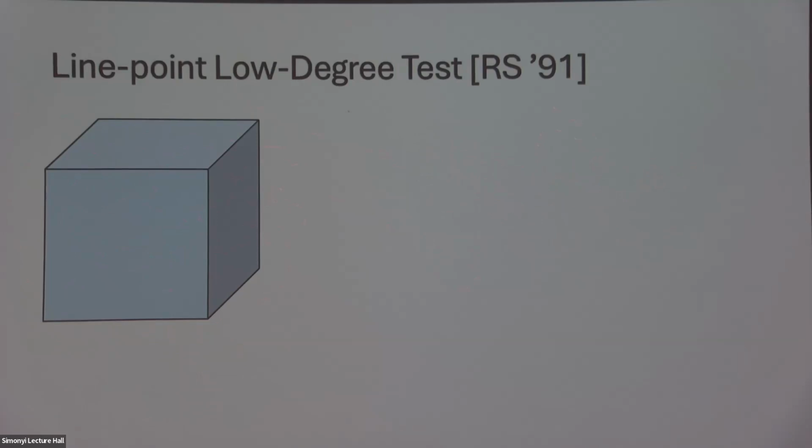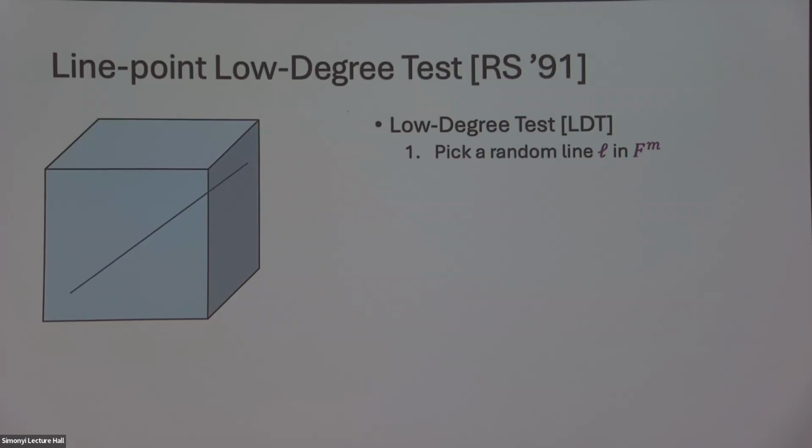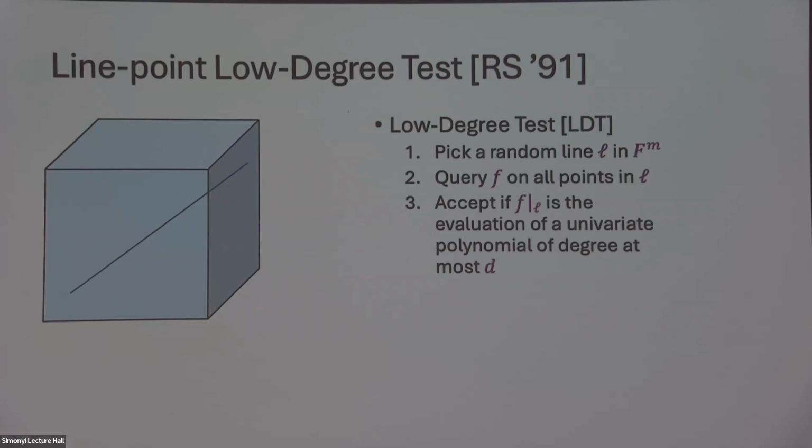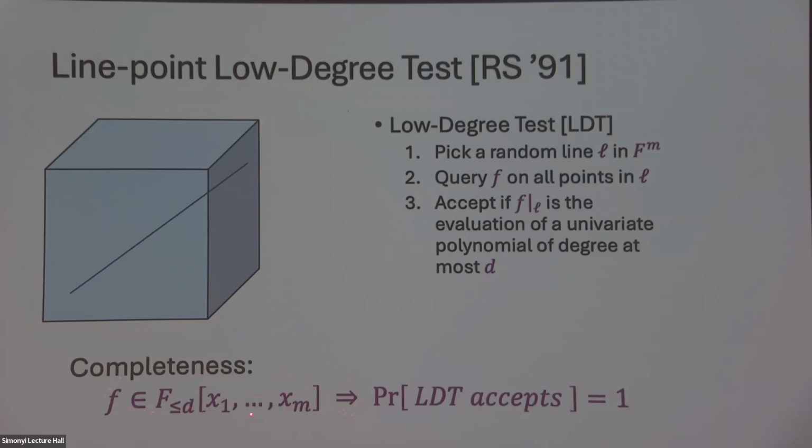In this context, the first paper on this line was the line point low degree test suggested by Rubinfeld and Sudan in 1991. They suggested the following: just pick a random line L in the m-dimensional space, query f on all points just on this line, not the entire space, and then check if the restriction of this function along this line is the evaluation of a univariate low degree polynomial. Clearly, if the global function was a multivariate low degree polynomial, its restriction to the line will be a univariate low degree polynomial. So clearly we have the completeness statement. If f was in fact a polynomial in the m variables of degree at most d, then the low degree test will accept with probability 1.